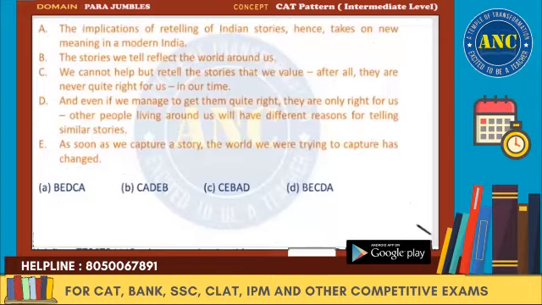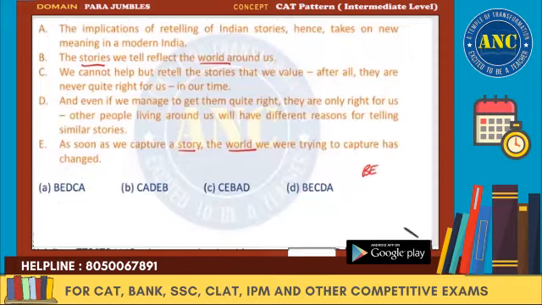There are a couple of ideas that are forming these 5 sentences. One is talking about stories and the world, right? Reflect the world around us. So B is saying the stories we tell reflect the world around us. And in E, he's saying as soon as we capture a story, the world we were trying to capture has changed. So these two sentences have to be together. Whether it should come in the beginning or towards the end or in the middle is something that we'll discuss later. But BE certainly seems to be a link. Do we have any other link like that?